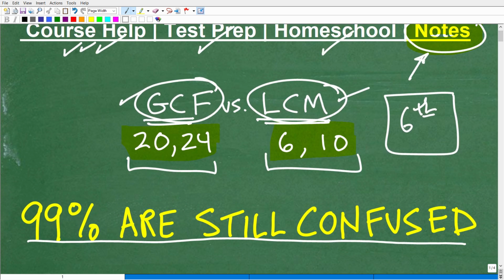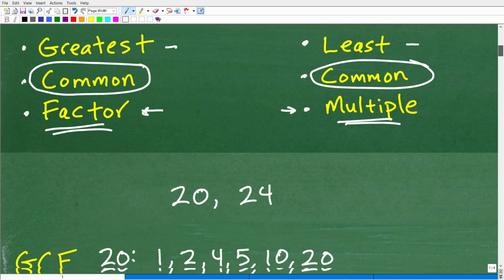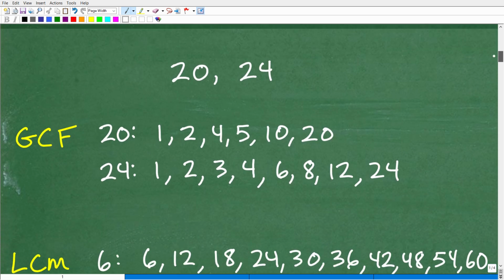Okay, again, we want to find the greatest common factor between 20 and 24 and the least common multiple between 6 and 10. All right, so I'm going to show you the solution now, and then we'll go ahead and wrap up this video. But let's get into the GCF.